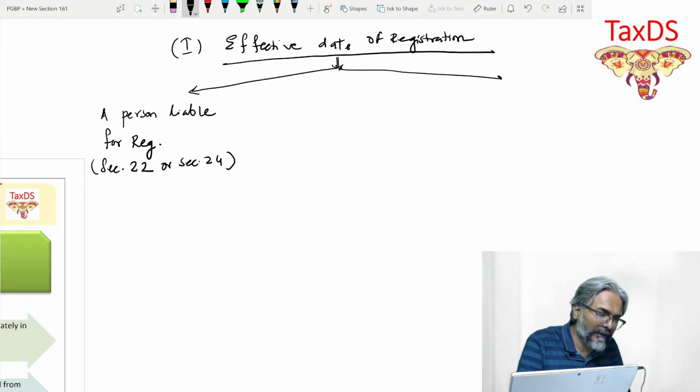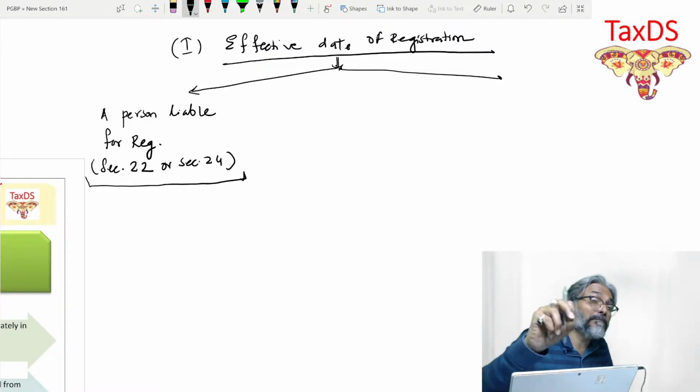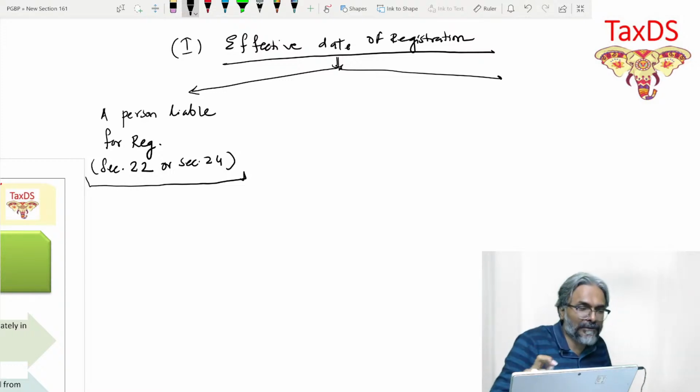I hope all of you are clear with this one. So here we don't see the turnover. In those cases of section 24, you are supposed to be compulsorily registered, students, in this context. So therefore, a person who is liable for registration, or the second one, students, is a person who is not liable.